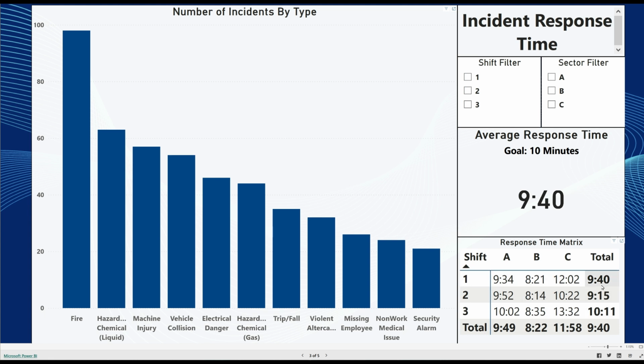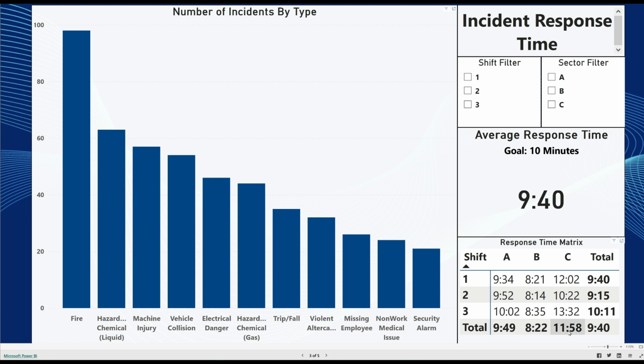First shift actually has exactly that 9 minute and 40-second response time. The longest, which is third shift, does exceed the goal a little bit, but it's only by 11 seconds. There is way less cohesion among sectors, though. So, Sector A is within our range. Sector B is actually doing very well. Their response times are 8 minutes and 22 seconds on average.